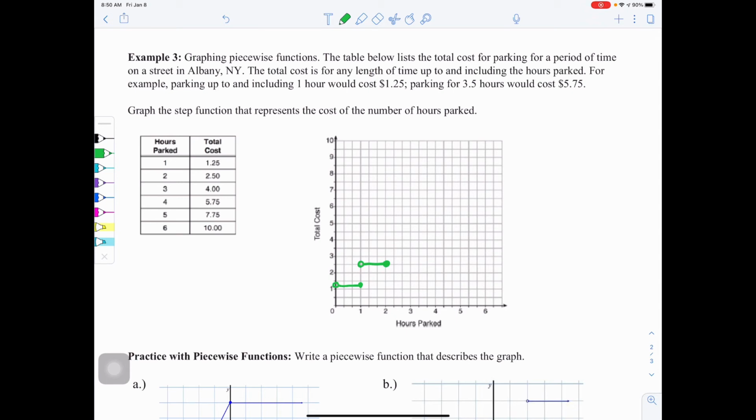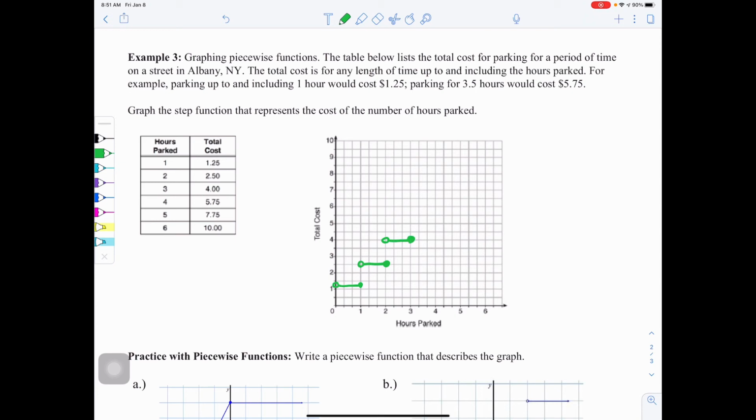The next jump is to $4. So we are going to put an open circle on 2, because we already know that if we park for 2 hours, we're still paying $2.50. As soon as I go over 2 hours in the slightest, I have to jump up to $4, and that's going to be $4 up to and including 3 hours. And we continue with this pattern.